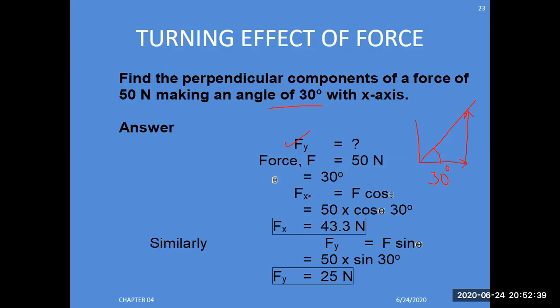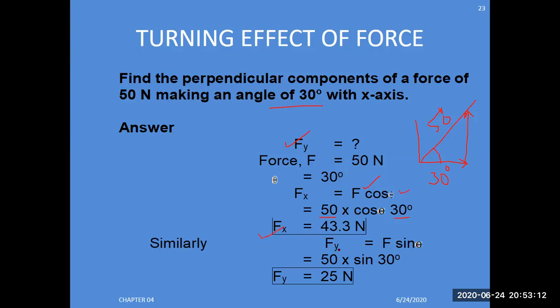Fx is equal to F cos theta. Force is 50 Newton here, and you are asked to calculate the component of this force along x-axis and along y-axis. This is the angle, that is how much force is acting along x-axis, that is 50 Newton, and at what angle it is acting, 30 degree along x-axis. You will use cos theta to calculate the horizontal component, and this will be your horizontal component of the force.